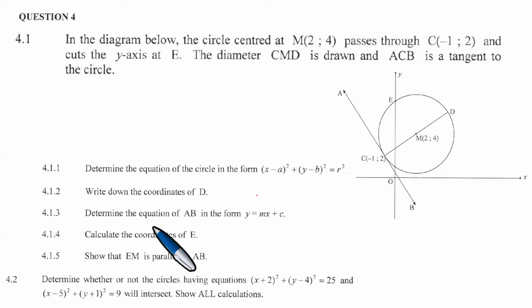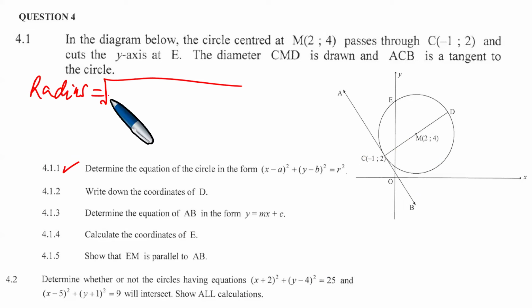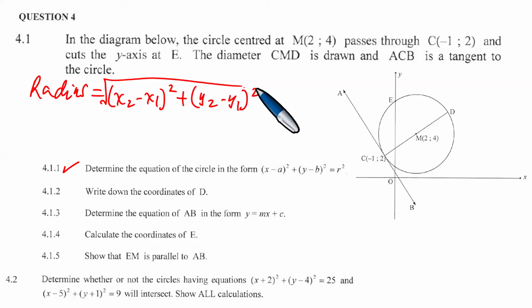To find the equation of a circle in this form, we need to find the length of the radius, which is the distance from the center of the circle to the circumference. So in 4.1.1, we want to determine the radius of this circle. The radius can be found using the length formula: the square root of (x2 minus x1) squared plus (y2 minus y1) squared.